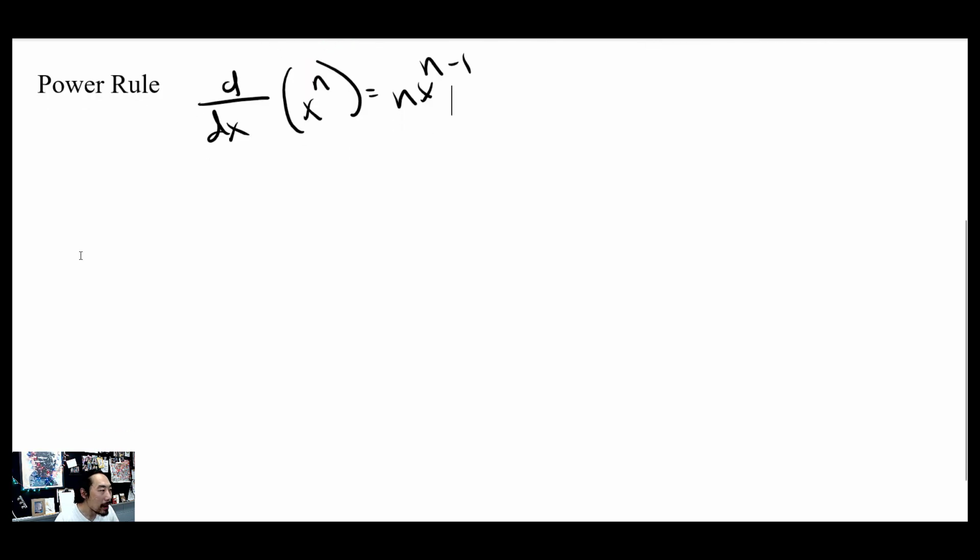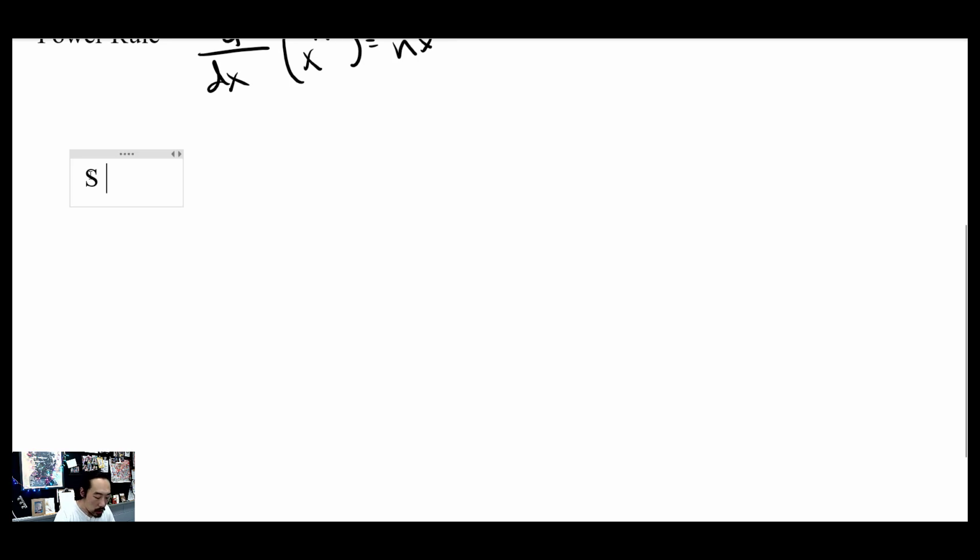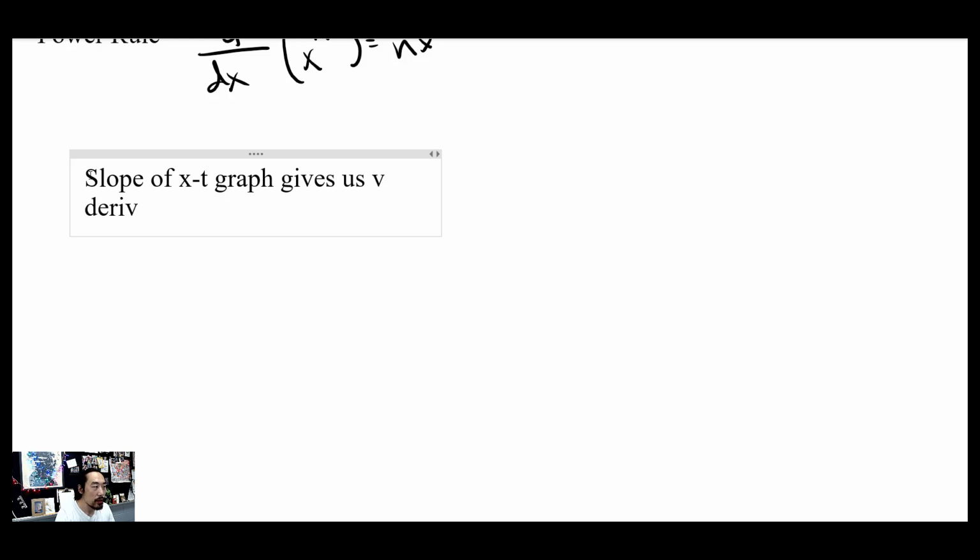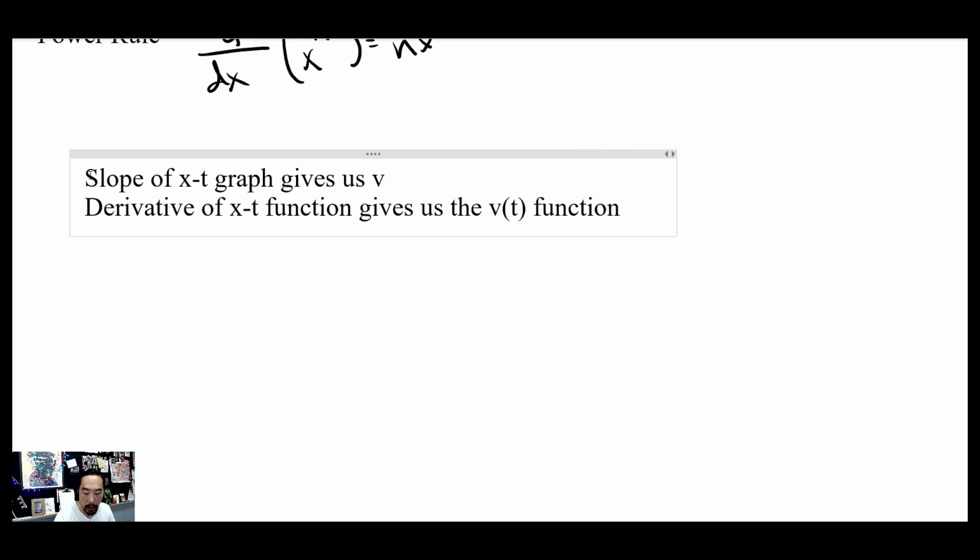As a quick reminder, the slope of a position time graph gives us velocity. The idea of a derivative is the slope. So instead of saying the slope of a position time graph gives us velocity, we can say the derivative of the position time function gives us the velocity time function. We see how the object is moving, take the derivative, and that tells us exactly how fast the object is moving.